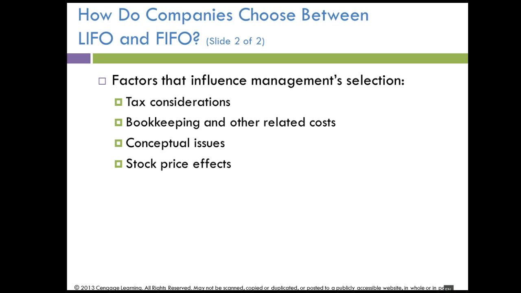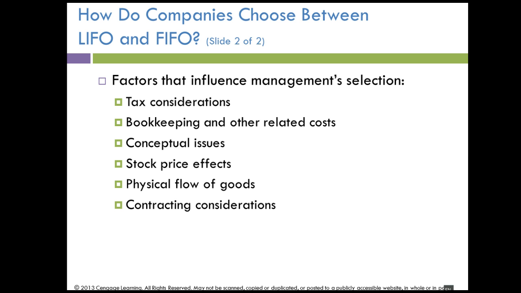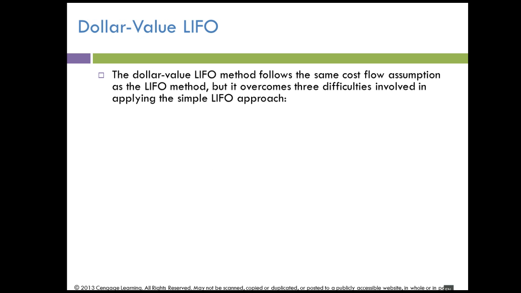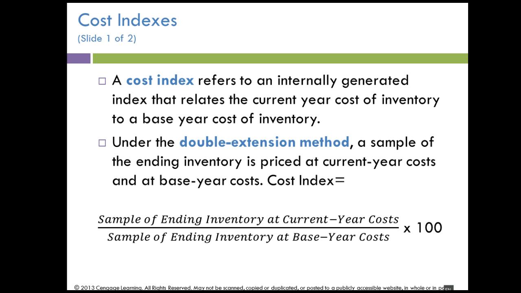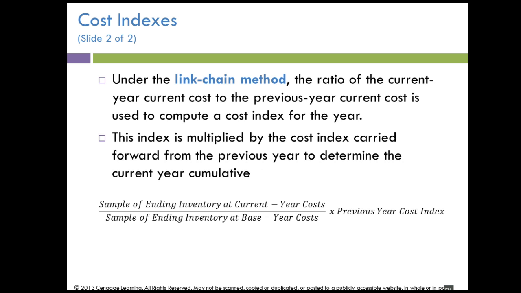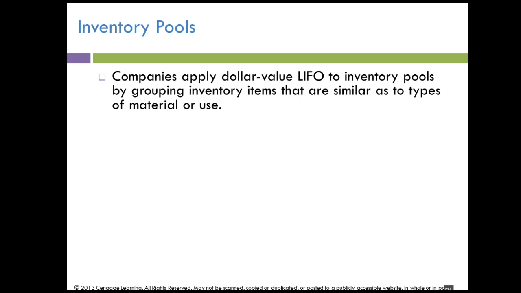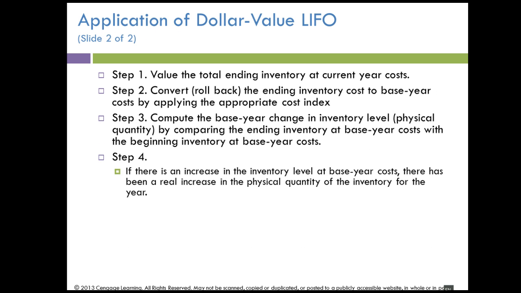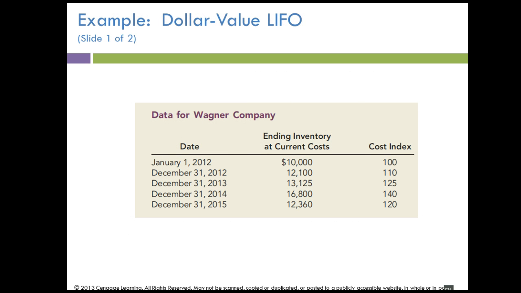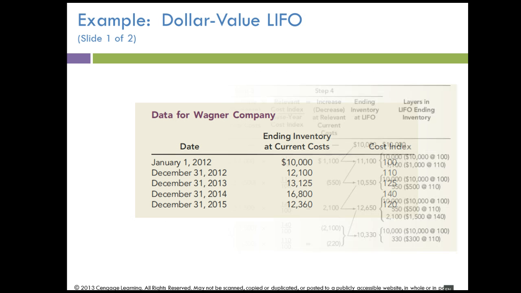So, various reasons. Stock price is a significant reason as to why they would choose the method they use. Tax considerations could be others. I'm not going to spend time on dollar value LIFO either. And I'm not going to worry about the cost indexes. As you can see, I really want to cover those items that are of importance related to this chapter. So I will take the next PowerPoint and we will go over some of the problems.